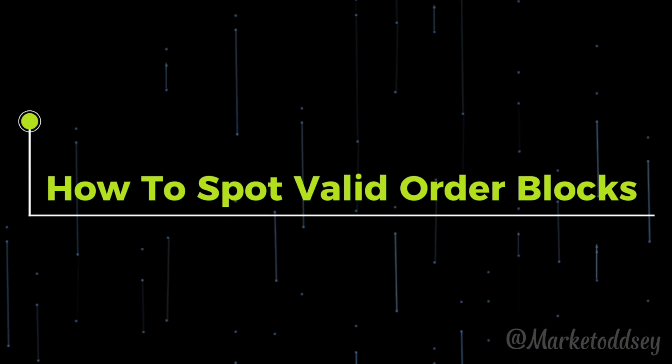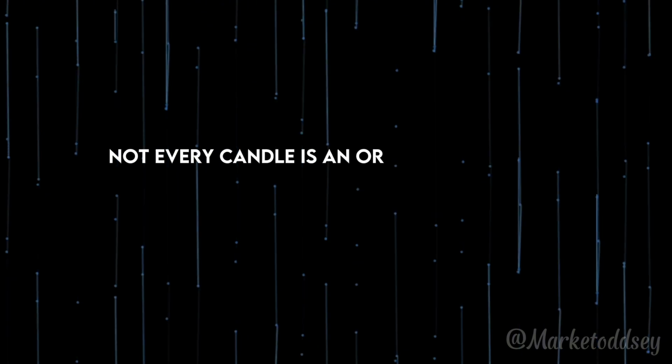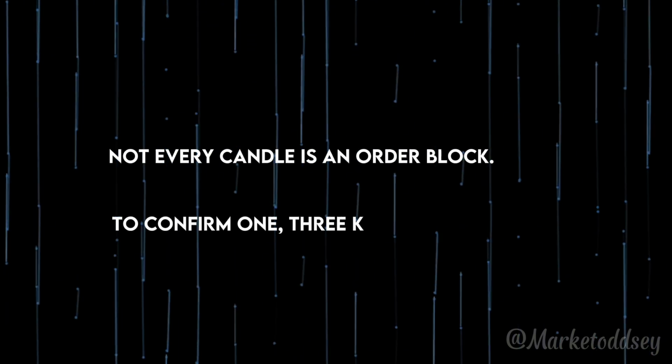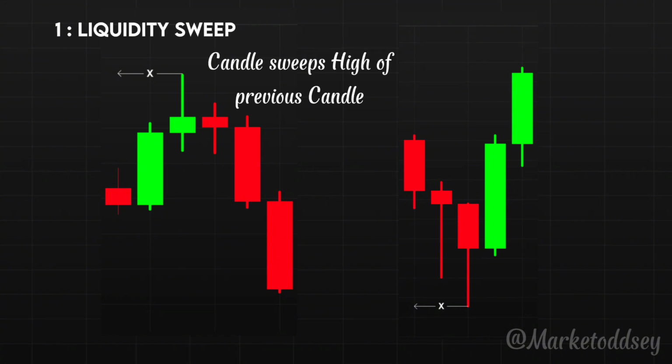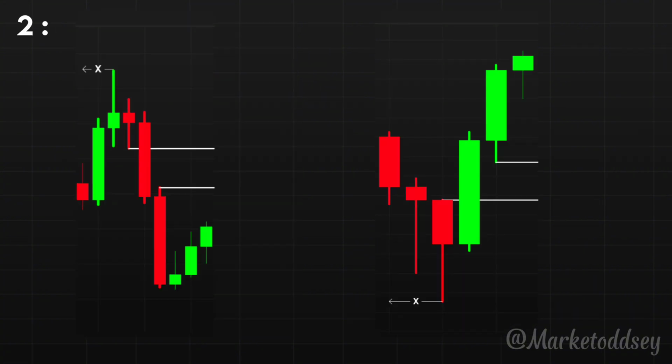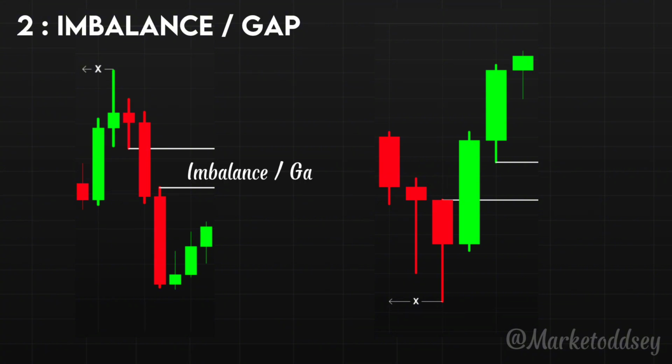How to spot valid order blocks. Not every candle is an order block. To confirm, 3 key rules apply. 1. Liquidity sweep. The candle must clear out orders by breaking past the high or low of the previous candle. Example: in an uptrend, the last bearish candle should drop below the prior candle's low before reversing upward. 2. Imbalance gap. After the sweep, prices should leave a gap between candles, like jumping from one step to another without overlapping. This gap signals urgency among buyers or sellers.